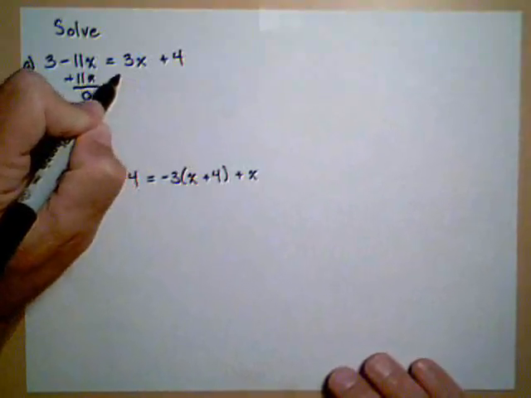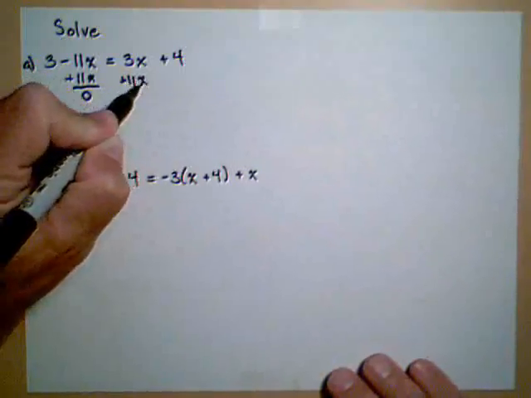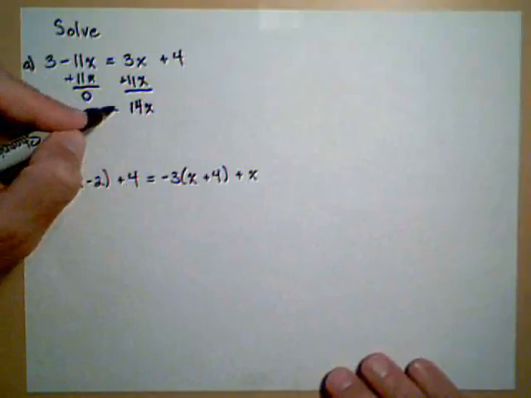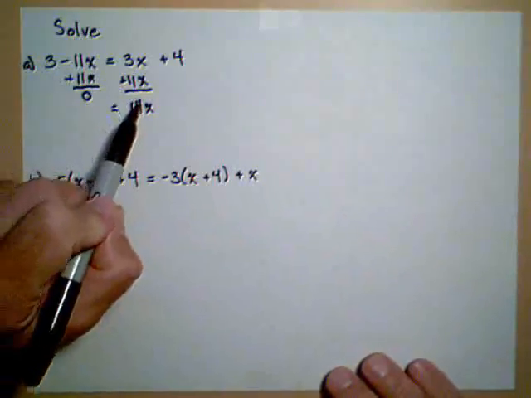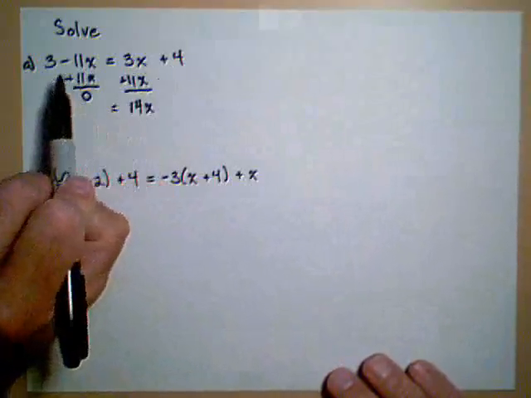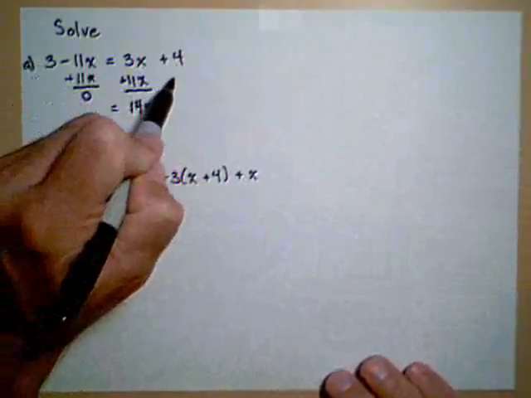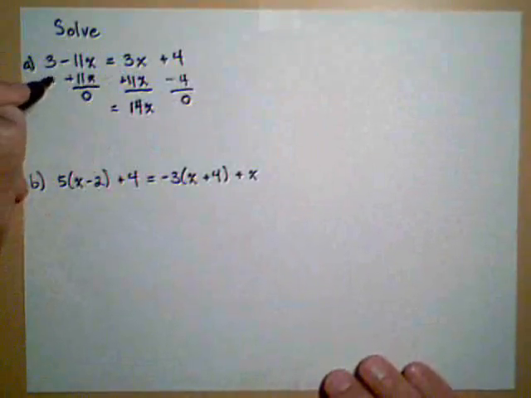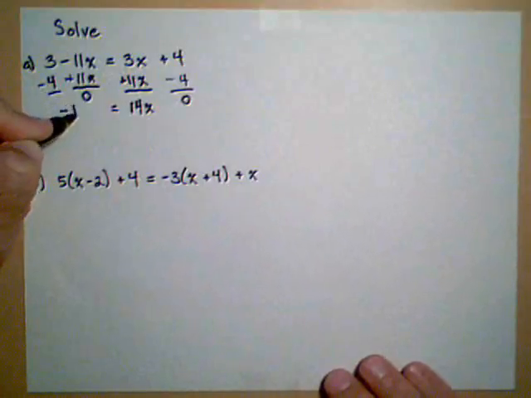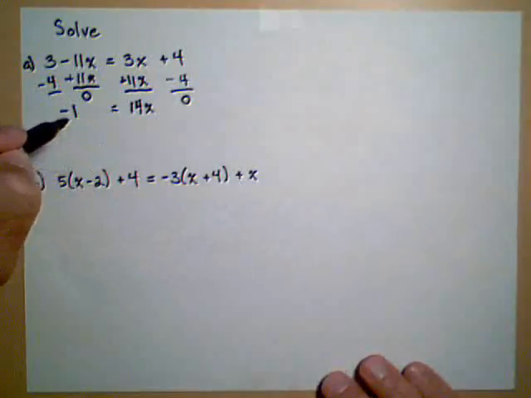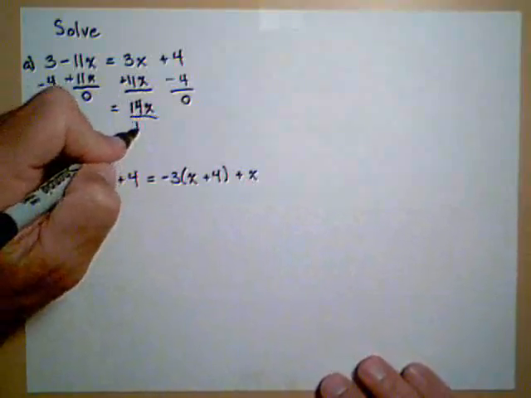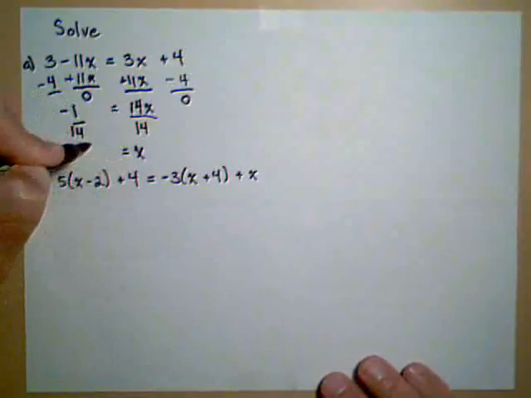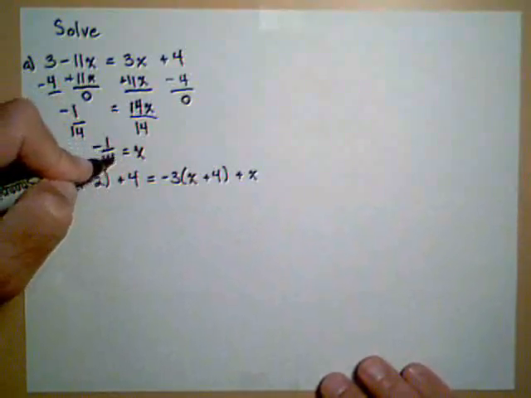So that'll get rid of it on this side and move it over to this side. And that gives us 14x on the right hand side. Since we put the x's on this side, let's put the terms without x on the left hand side. So we're going to subtract 4 from both sides. So we have negative 1 equals 14x. Last step in solving, divide both sides by 14, and we have x equals negative 1 over 14.